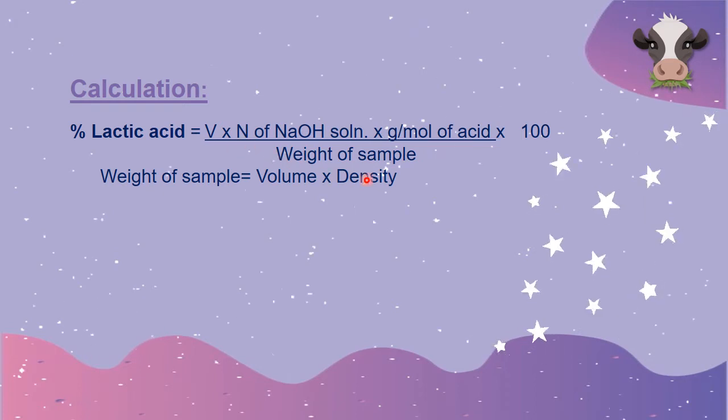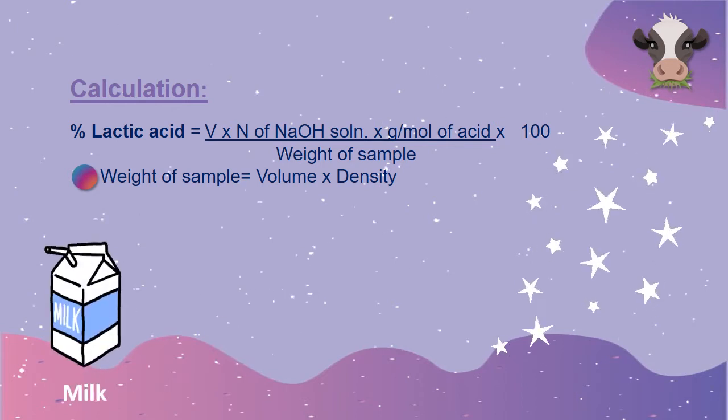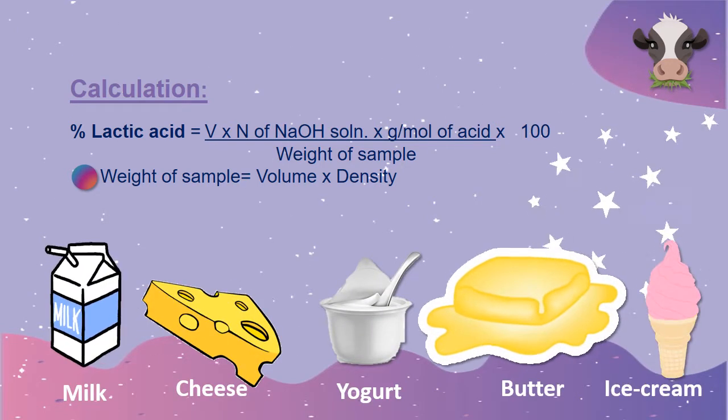So this is the formula to calculate the percent lactic acid or percent acidity in the dairy product sample, and the weight of the sample is a product of volume and density of the sample. So through this procedure we can calculate the acidity of different dairy product samples like milk, cheese, yogurt, butter and ice cream.